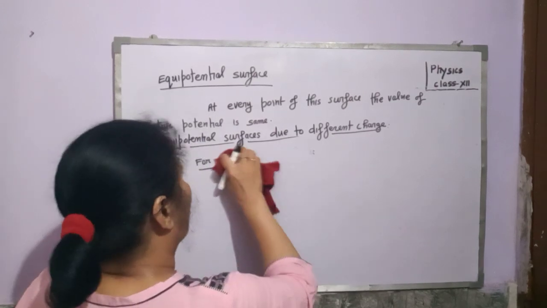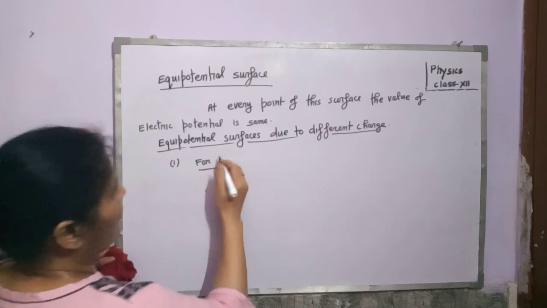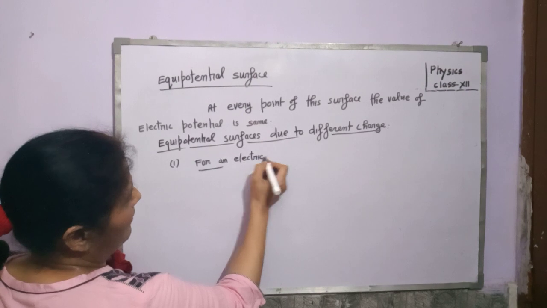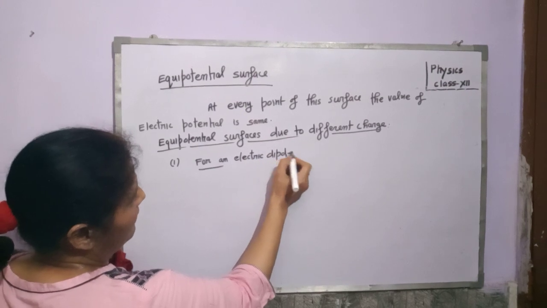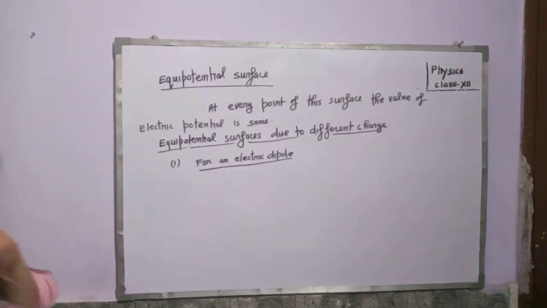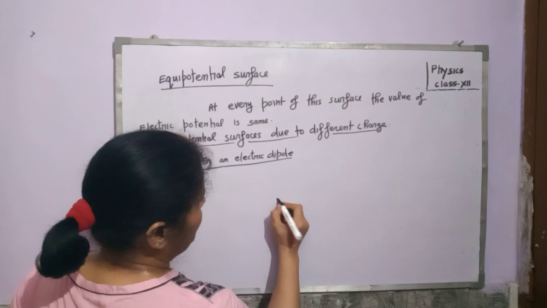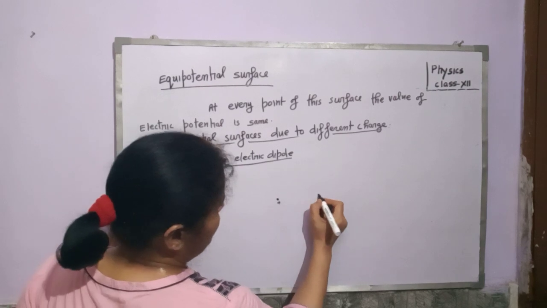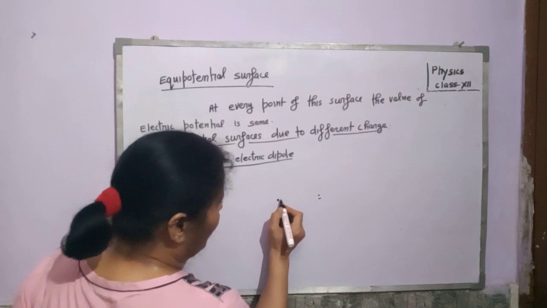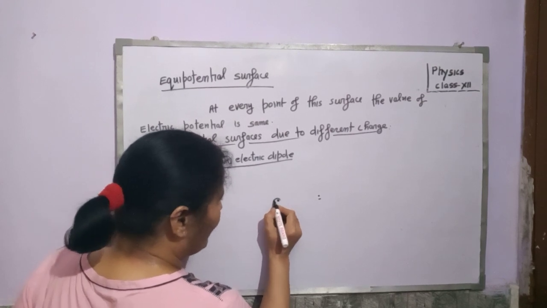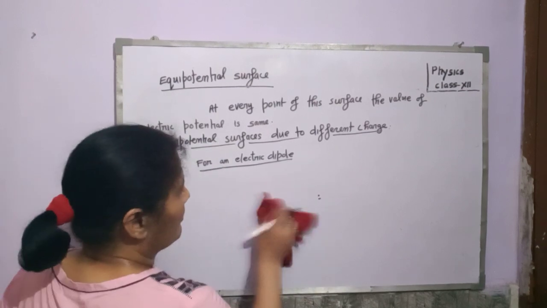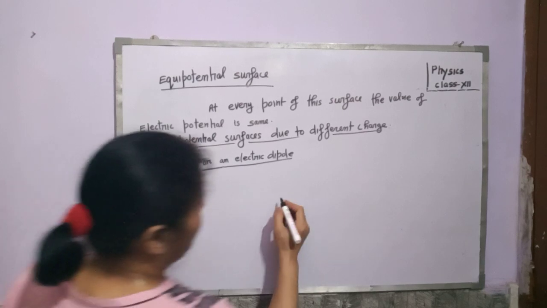Now for an electric dipole, how can you show this? In an electric dipole, you know there are two equal and opposite charges. So this is your first charge, suppose positive, and this is your second charge, suppose negative. Now the equipotential surfaces are close here because they attract each other, and further apart from this one. Just opposite that of the previous case.